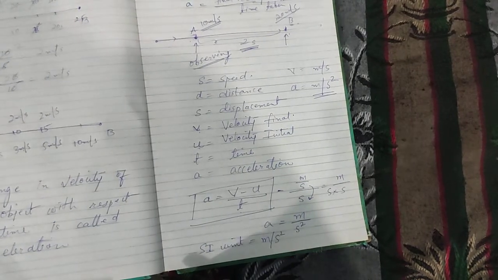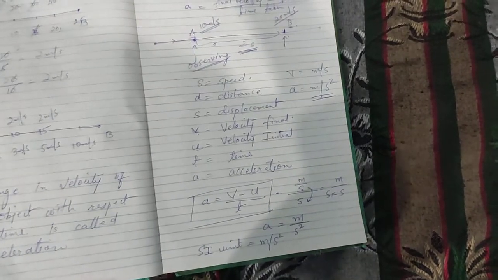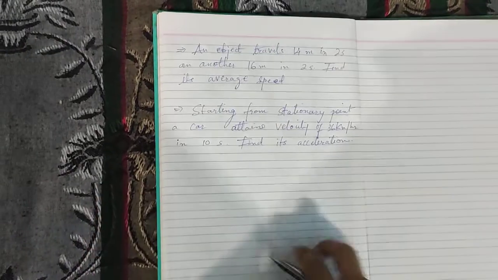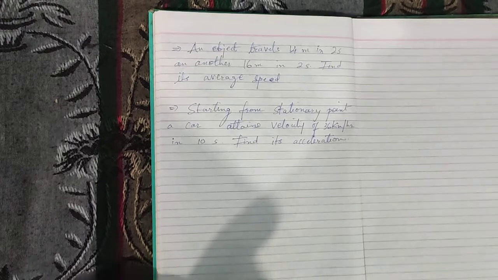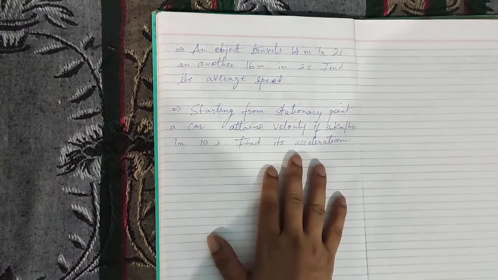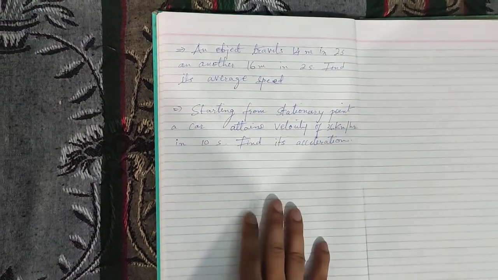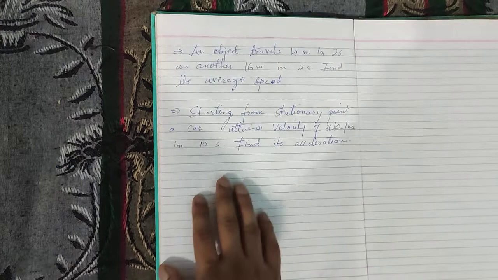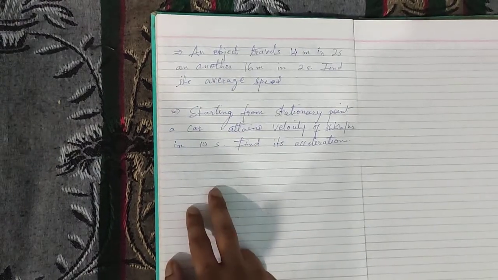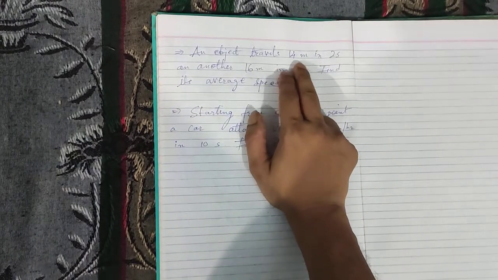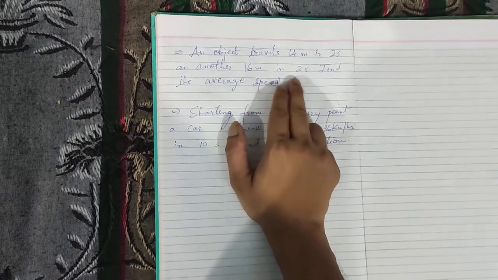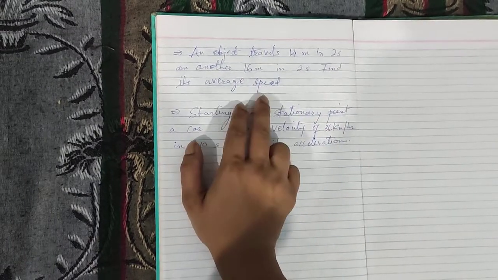Now I will give you a few questions for you to solve as a part of your homework. Okay students, so I have a couple of questions for you like before. These are quite simple for you. If you check my previous videos and follow the formulas, you can find the answers for these questions. It is pretty easy. The first one is, an object travels 14 meters in 2 seconds and another 16 meters in 2 seconds. Find its average speed.